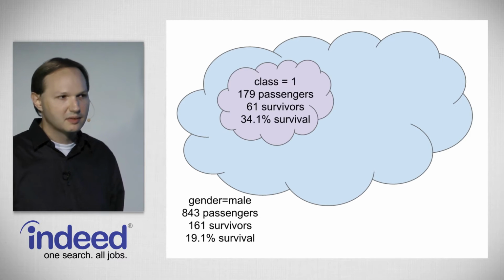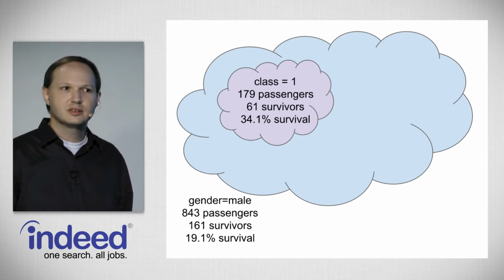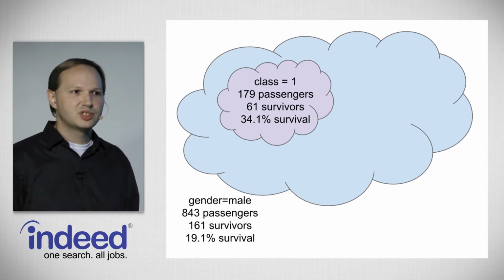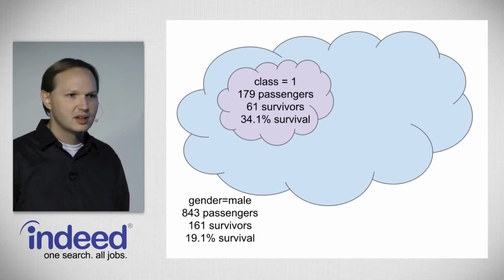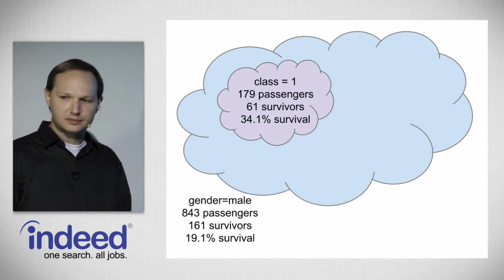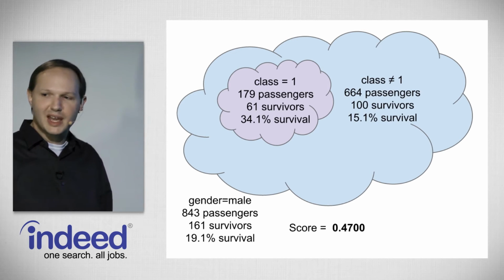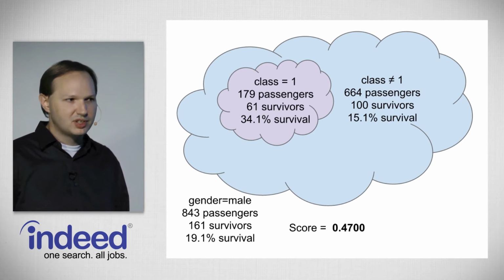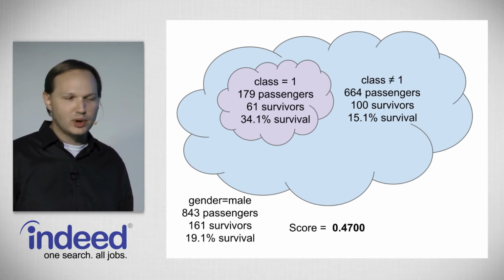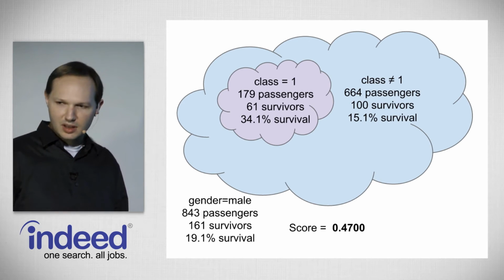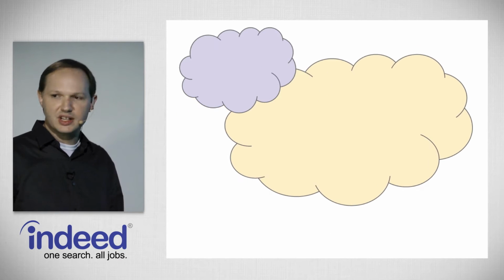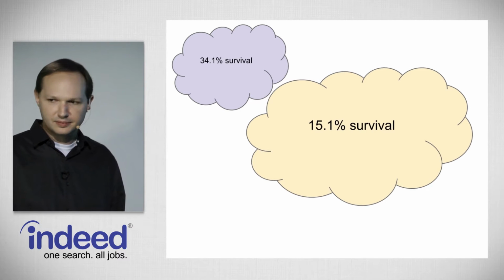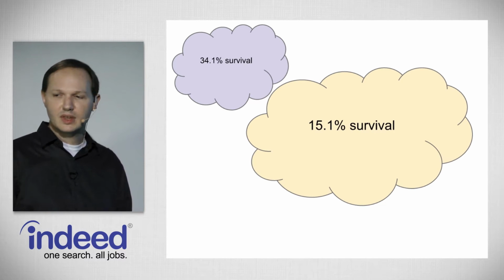First class, men who were in first class, 179, 61 survivors, 34% survivors. So first class still helped your chances as a man. Every man who wasn't first class, 15% survival rate, gets a score of 0.47. That turns out to be the best way to split this. So we're going to repeat this process. We're going to segment the data here. And we just repeat this process and so on.